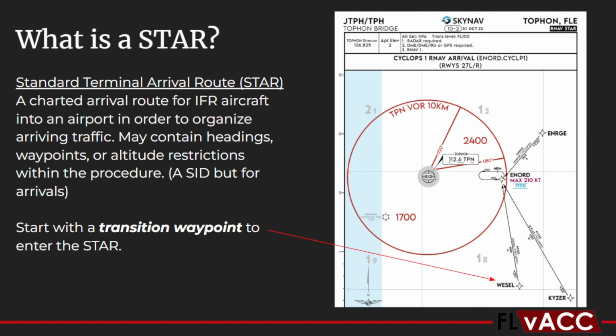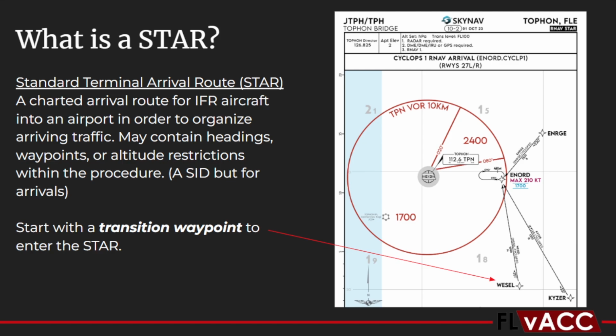The components of a STAR are the same, telling the pilot what headings or waypoints to fly to, and at what altitudes or speeds. However, instead of ending with a transition waypoint, STARs begin with the transition waypoint. For STARs, the transition waypoint is where the aircraft enters the STAR, transitioning from their filed route onto the STAR. Again, if it is easier, you can think of it as the aircraft's first waypoint in the STAR.